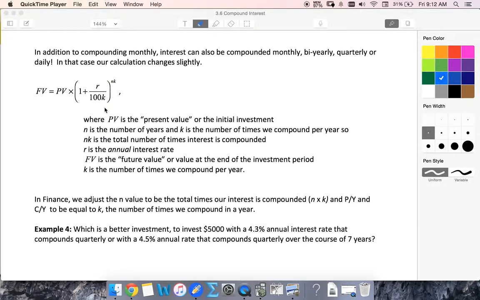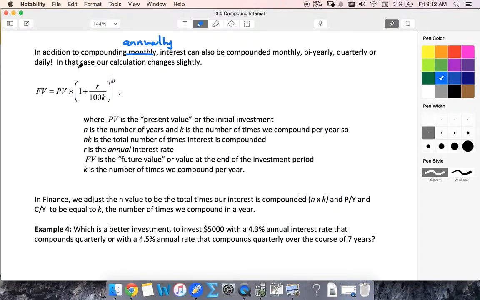All right, now we're going to look at some examples where we don't compound annually. This should say annually here, not monthly. So instead of compounding annually, we can also compound monthly, bi-quarterly, bi-yearly, quarterly, daily. So in that case, our calculation changes.